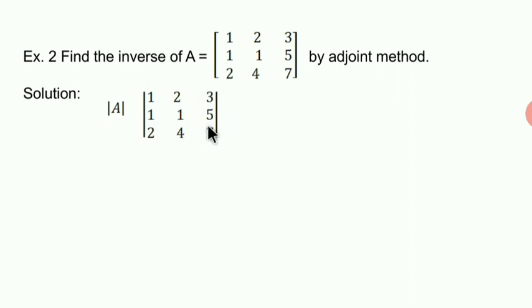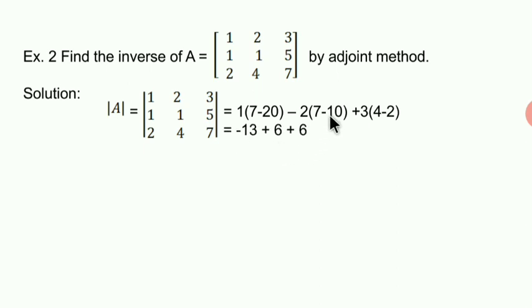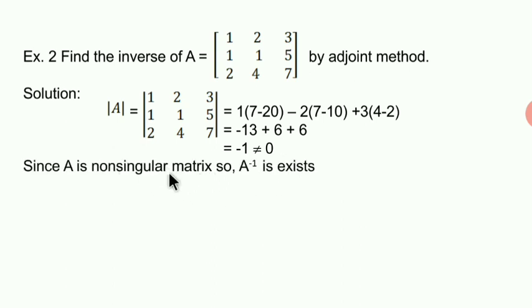How to solve this determinant of order 3? We know, we studied it in 11th standard. So it is equal to 1 multiplied by (7 minus 20), minus 2 multiplied by (7 minus 10), plus 3 multiplied by (4 minus 2). It is equal to minus 13. Here minus 3 into minus 2, it is plus 6, and here 2 into 3 is plus 6, means minus 13 plus 6 plus 6. It is equal to minus 1, and this is non-zero, and therefore A inverse exists because A is a non-singular matrix.